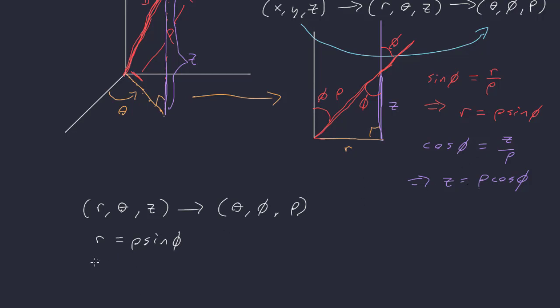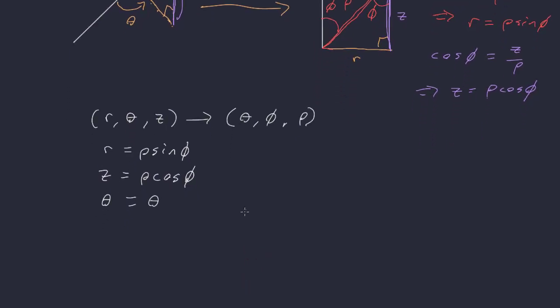Okay, z is equal to rho cosine phi. And then theta, well, it's the same theta, so theta goes to theta. That makes this a really nice transformation, just like we had before with z going to z. That's why I like to use this direction instead. But it is going to allow us to go from x, y, z, which I'll explain in just a second.